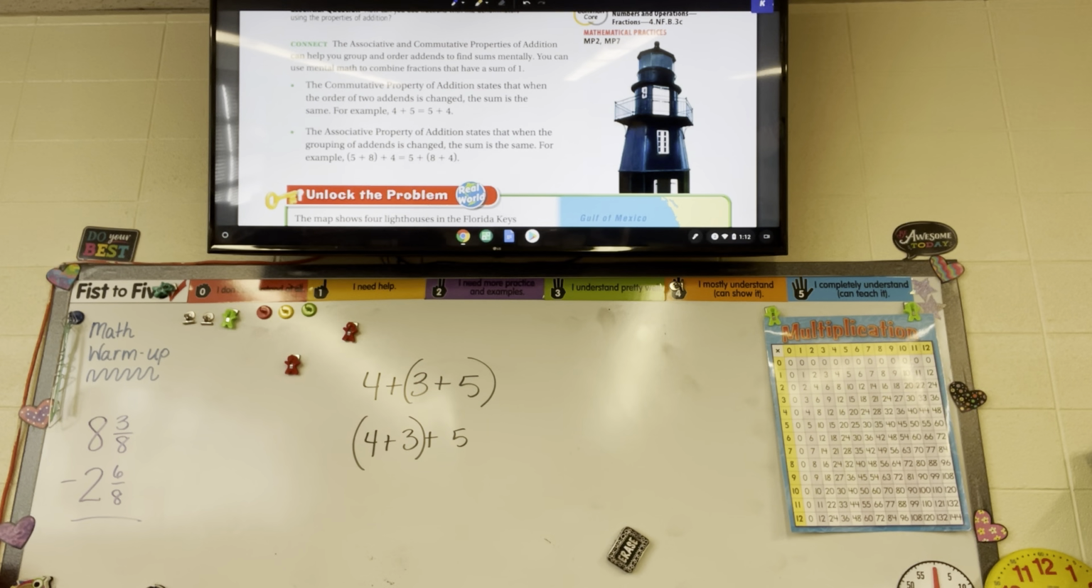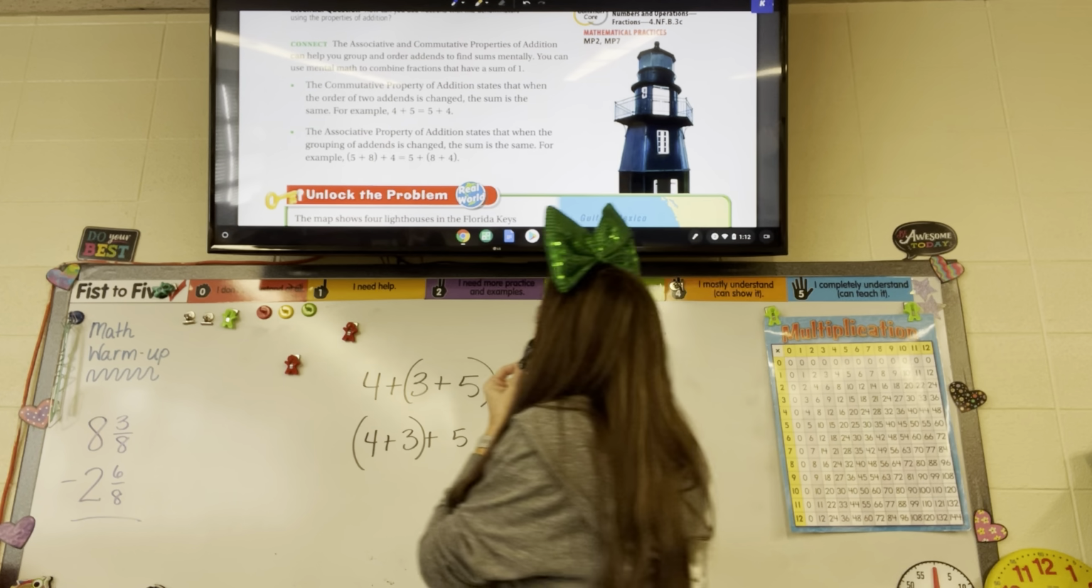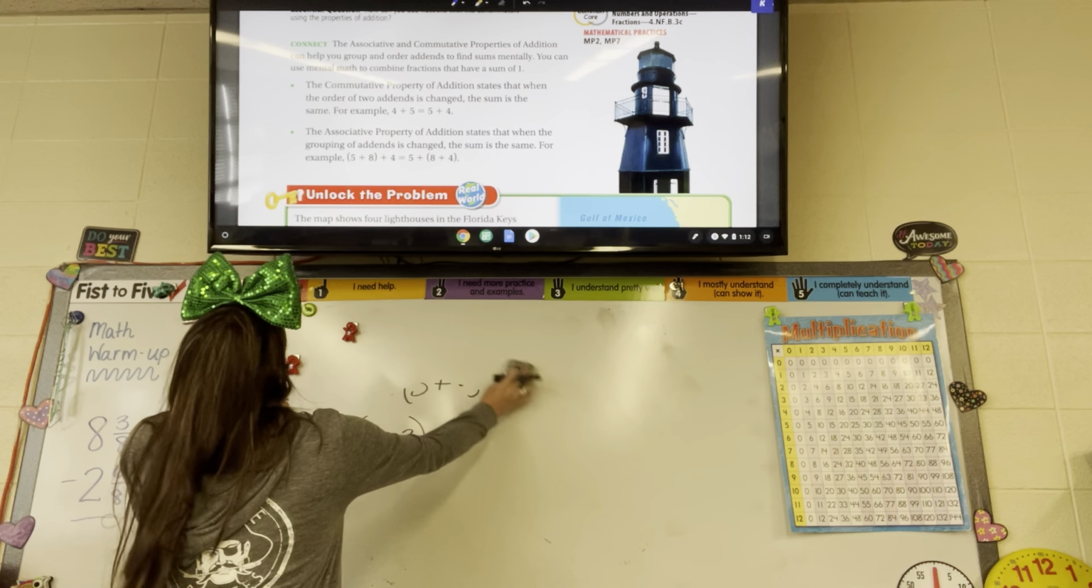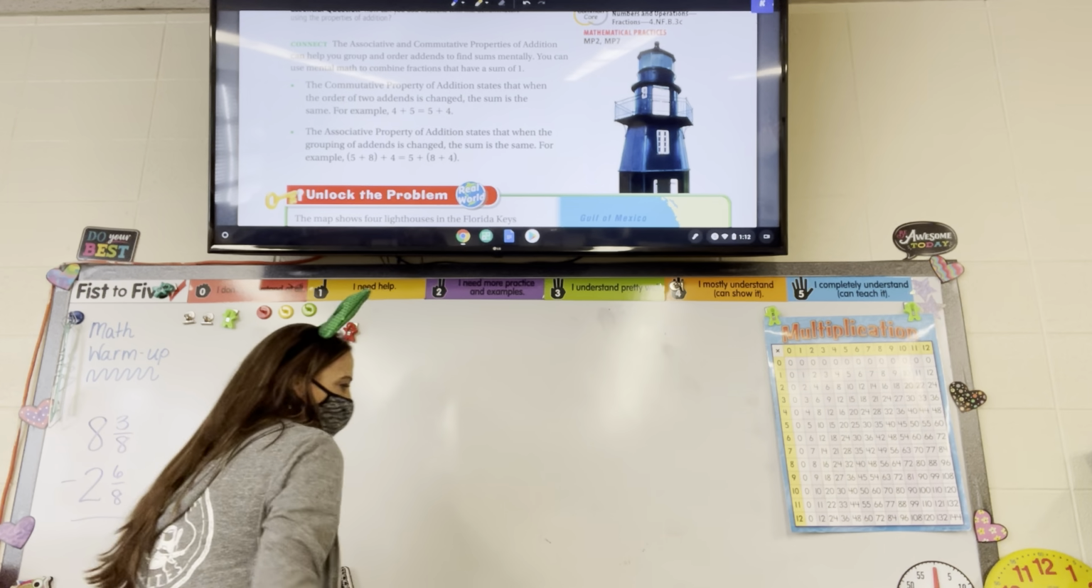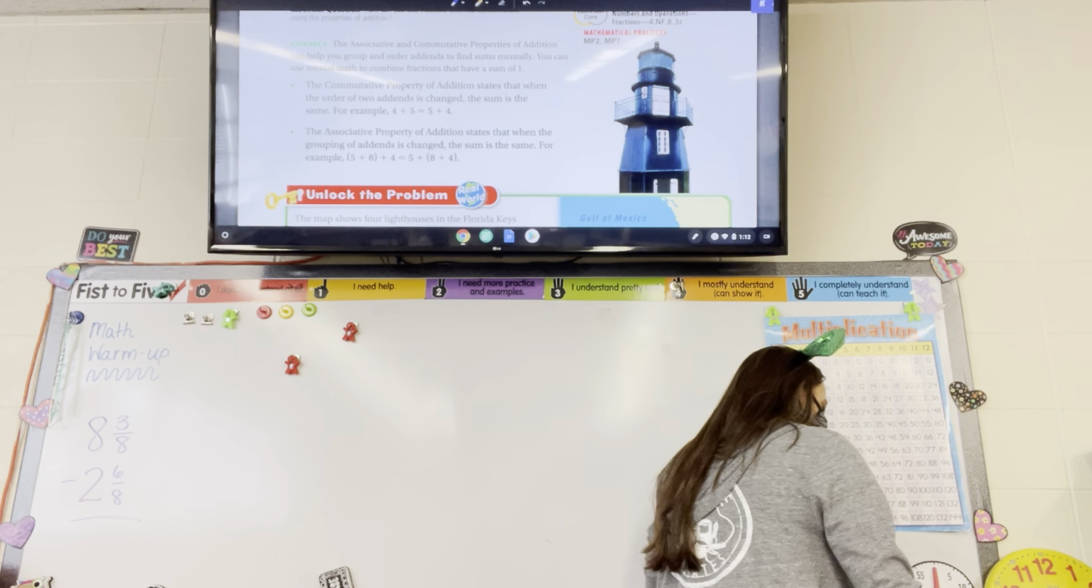The commutative property of addition states that when the order of two add-ins is changed, the sum is the same. For example, 4 plus 5 is the same as 5 plus 4. The associative property of addition states that when the grouping of add-ins is changed, the sum is the same. For example, 5 plus 8 plus 4 is the same as 5 plus 4 plus 8. Just do it in a different order. Okay, here we go.